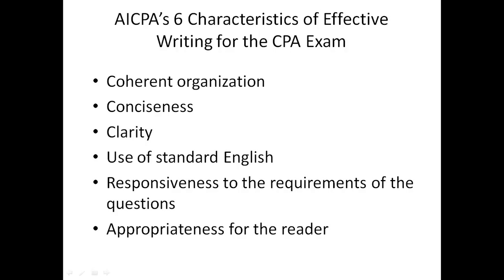The AICPA has provided 6 characteristics of effective writing for the CPA exam. These are characteristics that should be included in all writing: coherent organization, conciseness, clarity, use of standard English, responsiveness to the requirements of the questions, appropriateness for the reader.